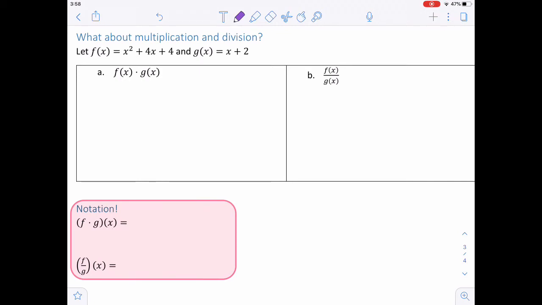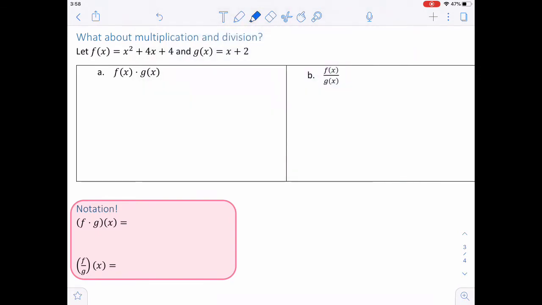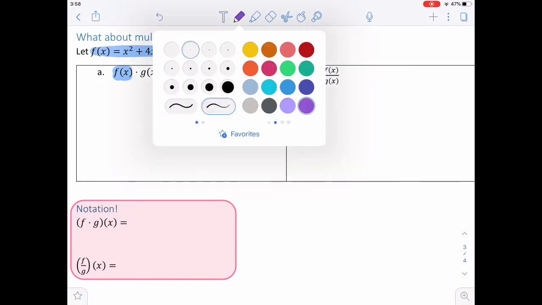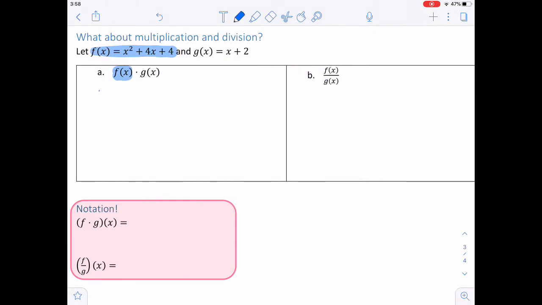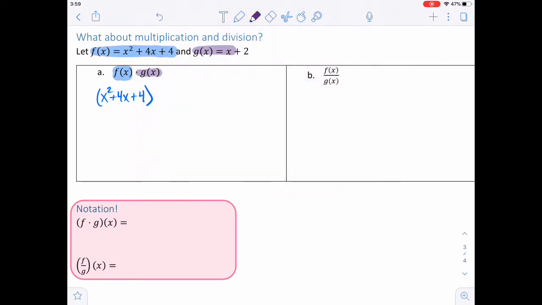So let's practice. We're gonna do the same thing we did before. What is f? Well, f is x squared plus 4x plus 4. So that's what I'm gonna write. Instead of f of x, I'm gonna write x squared plus 4x plus 4. And then instead of g of x, I'm gonna write x plus 2. So times x plus 2.